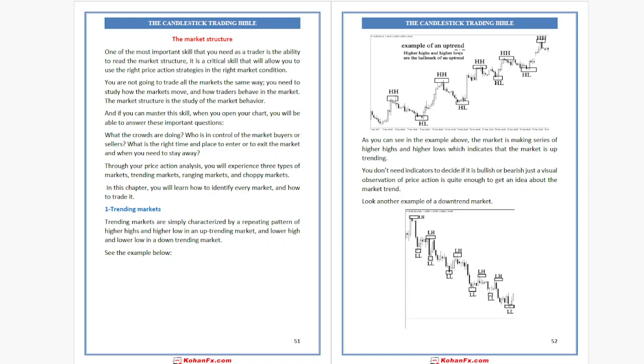You don't need an indicator to decide if it is bullish or bearish. Just a visual observation of price action is quite enough to get an idea about the market trend. Look at another example of a downtrend market.